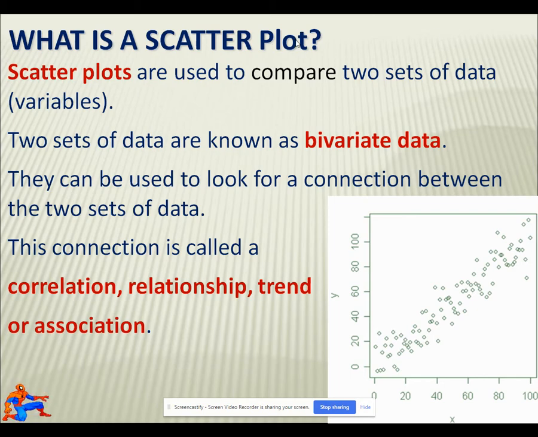So what is a scatter plot? Scatter plots are used to compare two sets of data, which are two different variables. Two sets of data are known as bivariate data, so that's two-variable data. We're comparing two things, your x and your y. They can be used to look for a connection between the two sets of data.